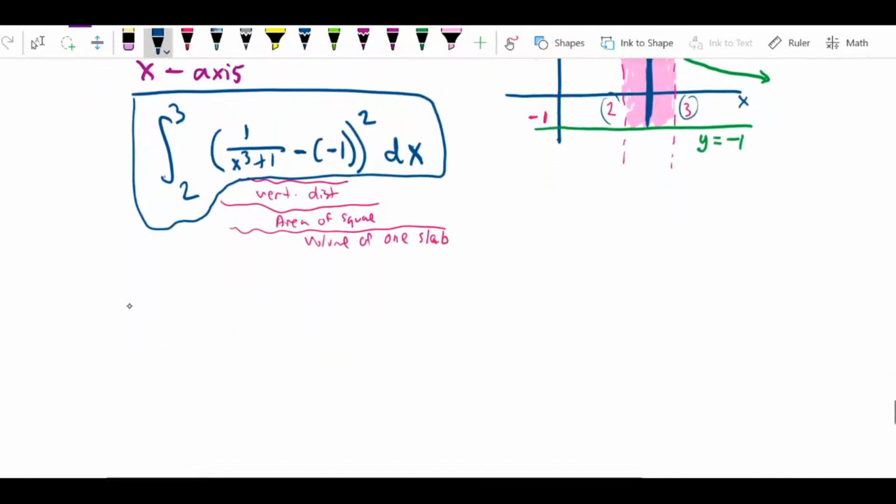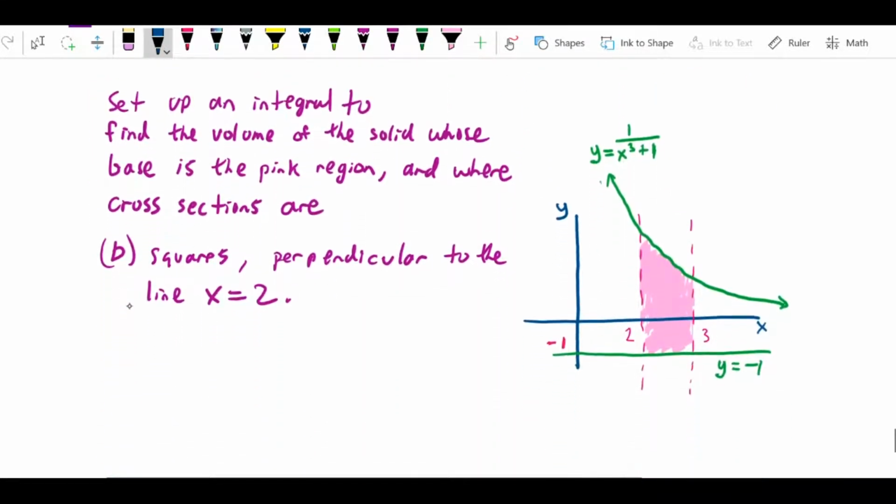Okay, let's turn now to a slight variation on this problem. Let's set up an integral to find the volume of the solid whose base is the same region, but where the cross sections are squares perpendicular to the line x equals 2. So first of all, we're looking for squares where one side of the square looks like this. Since these squares are thick, their little bit of thickness is in the y direction. That means that we're going to have to end the integral with a dy, which means that we're going to have to put everything in terms of y.